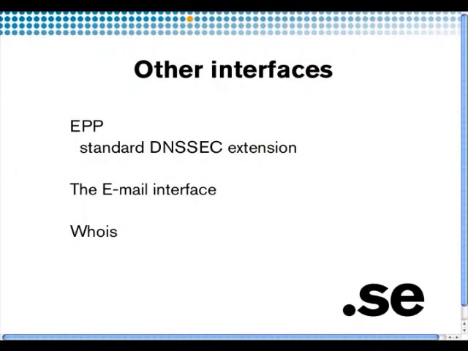Other interfaces that we needed to modify was the EPP. We used the standard EPP DNSSEC extension. I think you probably all use EPP in here. The only deviation from the standard DNSSEC extension we have is that we have the magic number 0. So if you use 0 as a key tag when removing keys, that means that you remove all the keys.